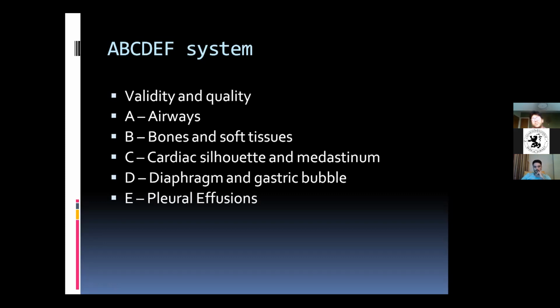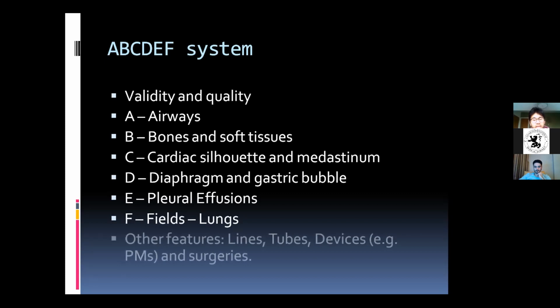Usually we talk about D and E together because they are similar. At the end of the day, if there's any blunting of the costophrenic angles, it is due to some kind of effusion, and the costophrenic angles are evaluated as part of the diaphragm as well. And finally, the fields. These are all what we see as normal findings on the x-ray. When I say normal, I mean even if they're pathological, they're still parts of the human body. In addition, at the very end, we always have to check other features: lines, tubes, and artificial devices, like pacemakers or any changes caused by surgeries.